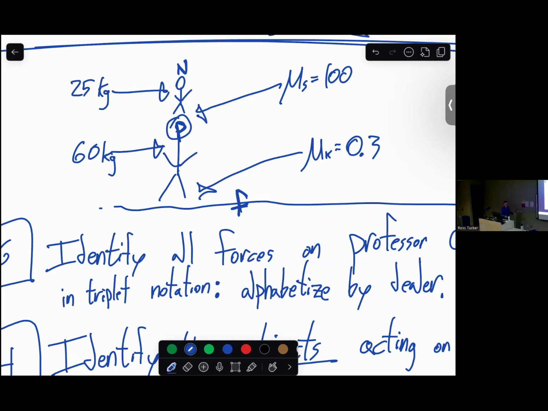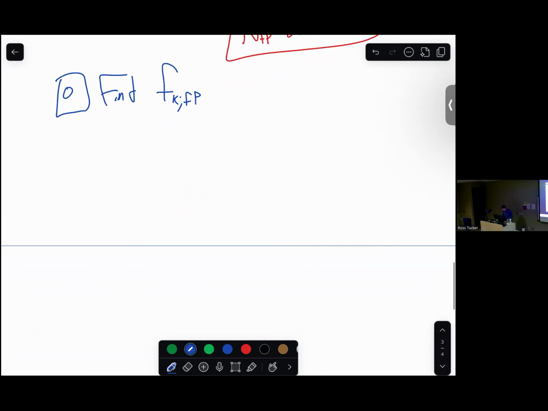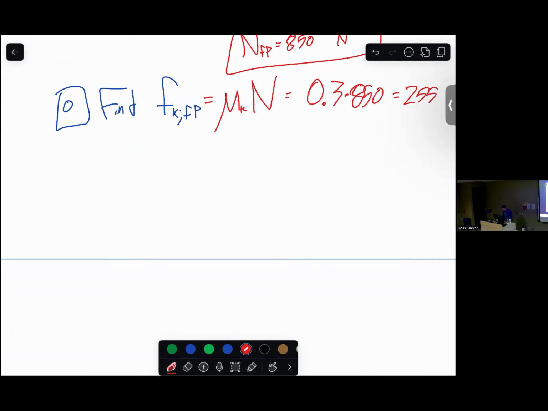Okay, time's up. The equation for friction is, kinetic friction is mu times normal. What's mu? What did we just discover the normal force the floor exerts? 850. 0.3 times 850 is 255. So if you simply plug in, the formula tells you 255 newtons.